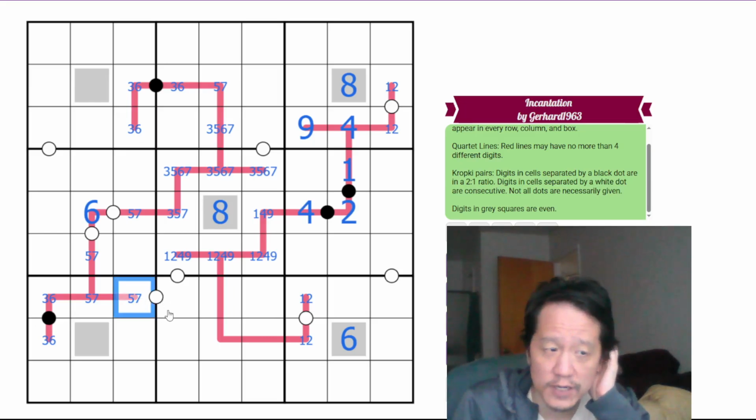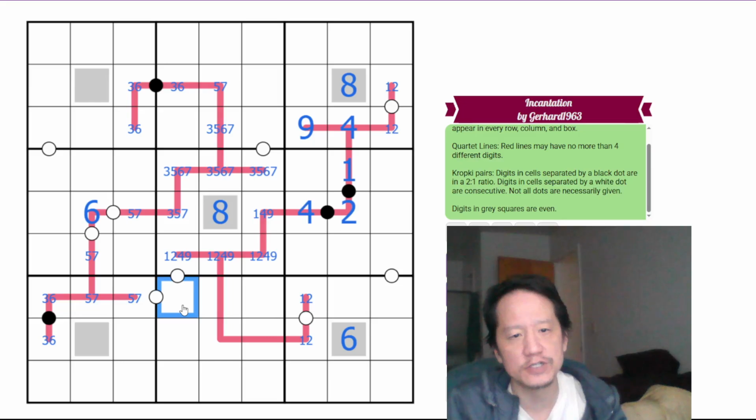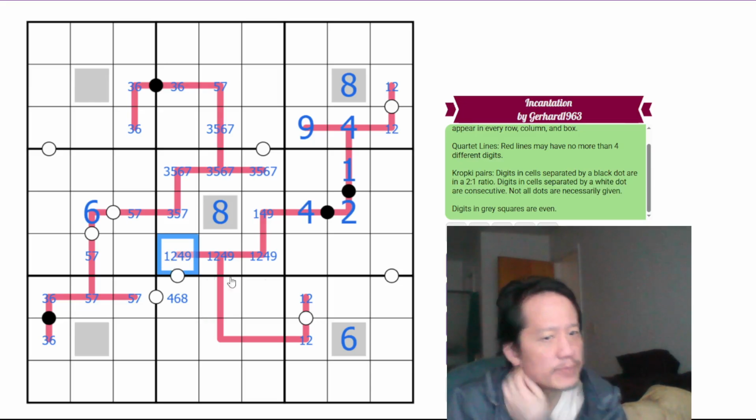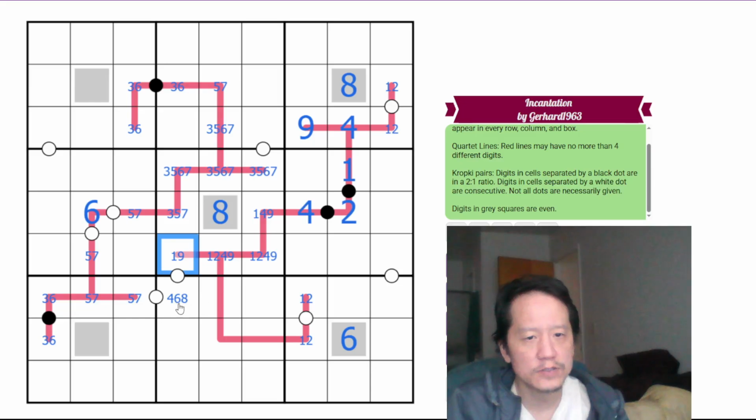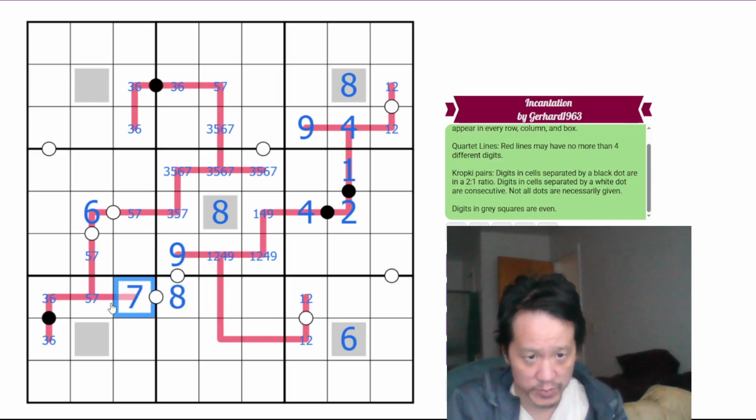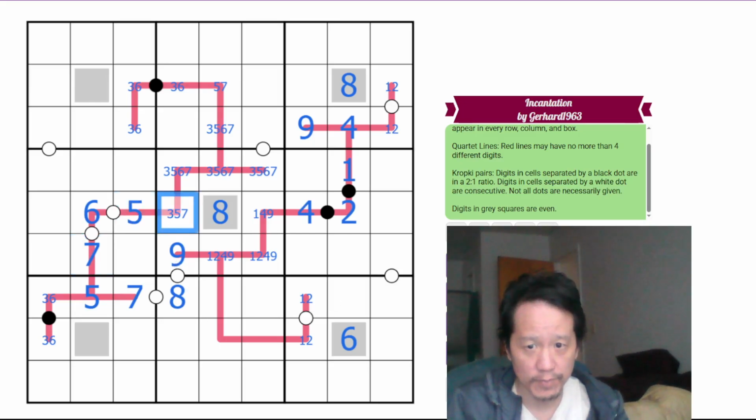5 or 7 is an odd digit, so this must be an even digit. It could be 4, 6, or 8 here, and therefore this must be an odd digit. Cannot be 2 or 4. So since this is odd, this is even. This has to be odd. Of these digits, the only consecutive ones are 9 and 8. So this is 9, this is 8. This must be 7. This is 5. This is 7. This is 5.